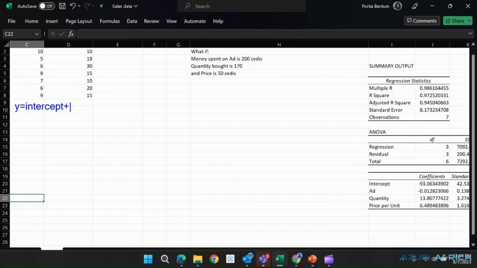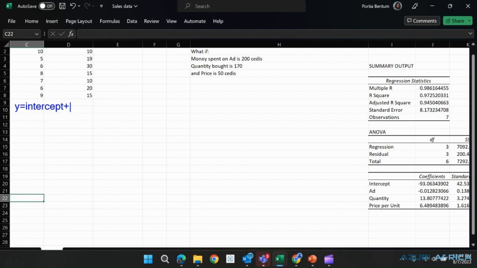So for ad, we know that 200 cedis has been spent on ad, right? So we are going to represent ad by X. So our coefficient multiplied by X will be for ad. So we have our coefficient for ad. We can get that from the table that we are working with.